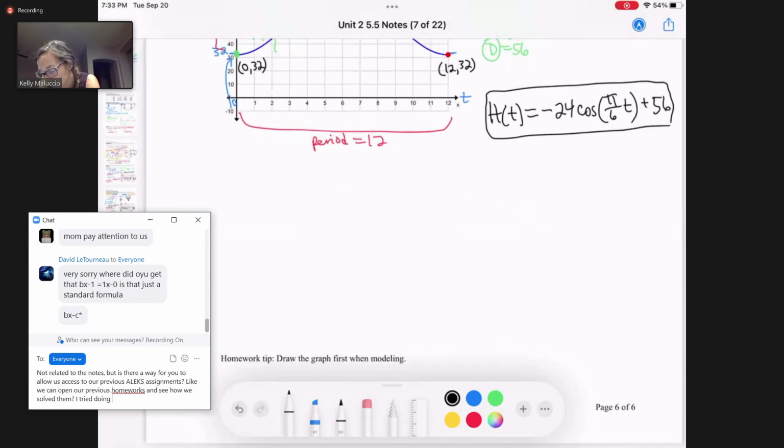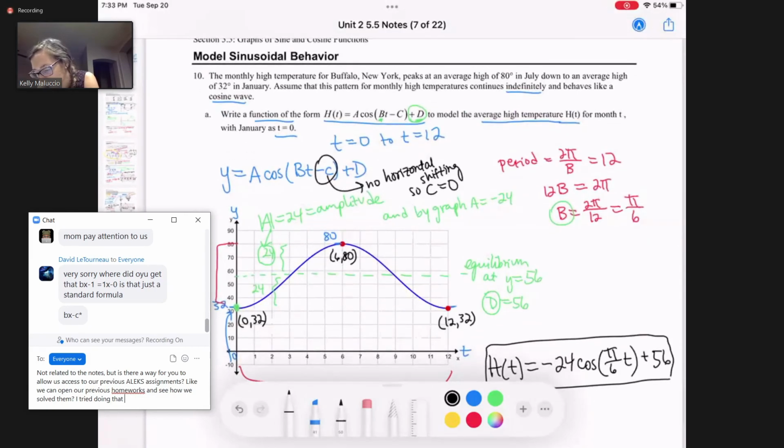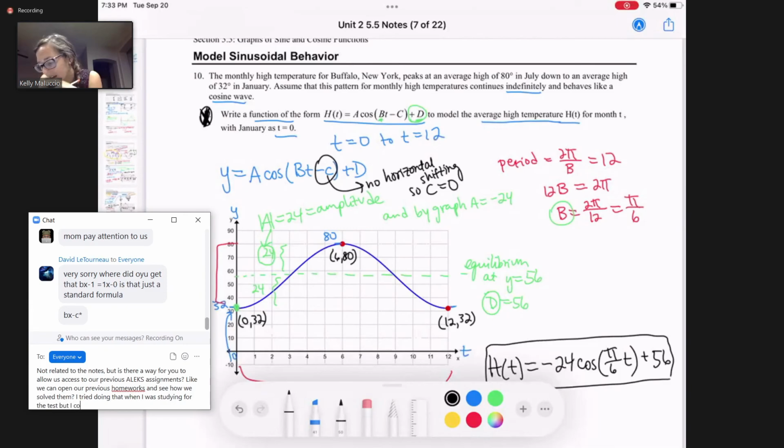Oh, and there's a homework tip at the bottom. Draw the graph first when modeling. So something like this, you'll always want, and it says part A, there's no part B. So this was the only part. From the book. But you should be able to draw that graph just based on the description.